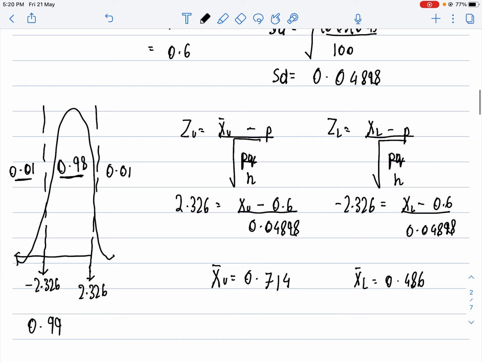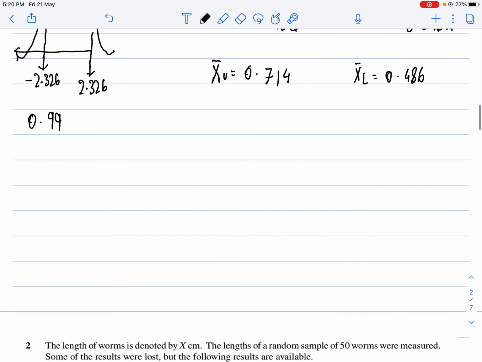0.486. Now my confidence interval is written as the lower limit, comma, the upper limit. So I can write this as 0.486, comma 0.714, which is the final answer of the question.